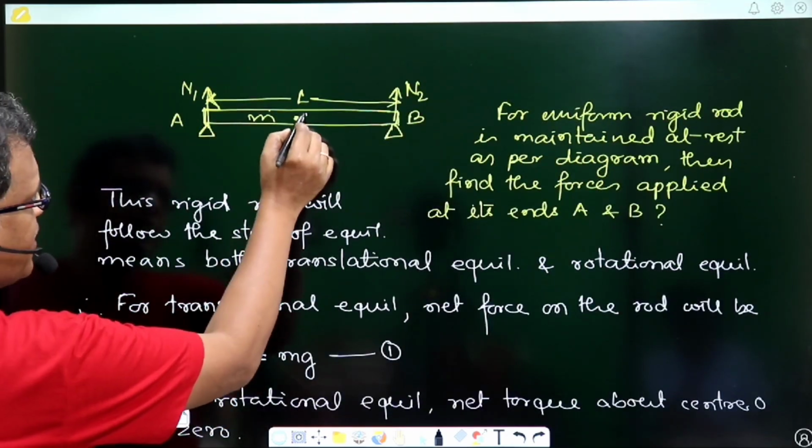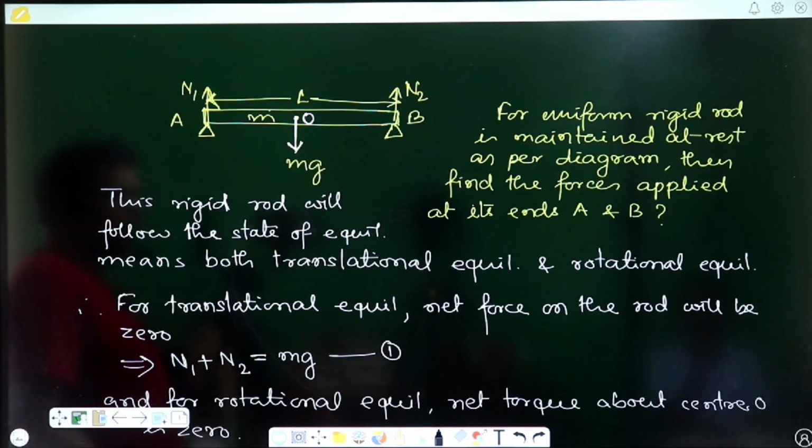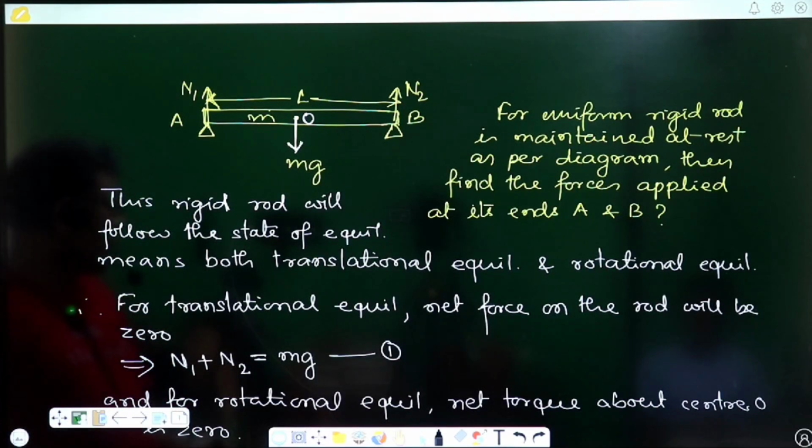According to the diagram, this is the center O, right? Mg is acting downward through the center O. So about O, the operation of Mg is through O only, so it has no distance of separation from the point O. So Mg will not be considered producing torque.